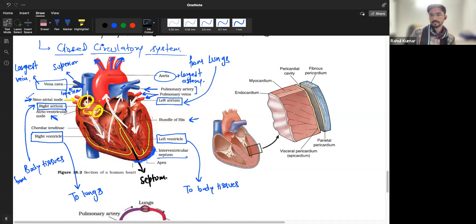Have you heard this or not? Yes, sir. No, sir. Never heard of holes in the heart? Never watched Kal Ho Na Ho movie, a classic Shah Rukh Khan movie? He had a hole in the heart.